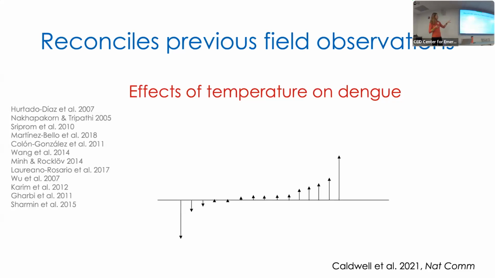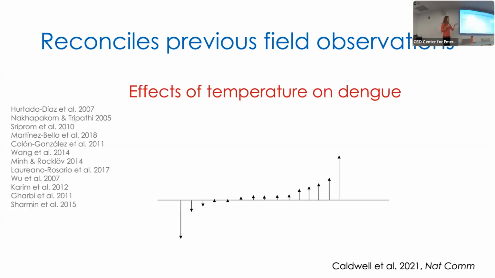Here I'm showing a review that a previous postdoc in my lab did, looking at just statistical studies of the impact of temperature on transmission of dengue in the field. What she found is that these statistical effects of temperature on transmission varied from strongly negative to basically zero to strongly positive. So if you just look at these studies, you would say, we don't really understand a lot about how temperature is affecting dengue transmission.